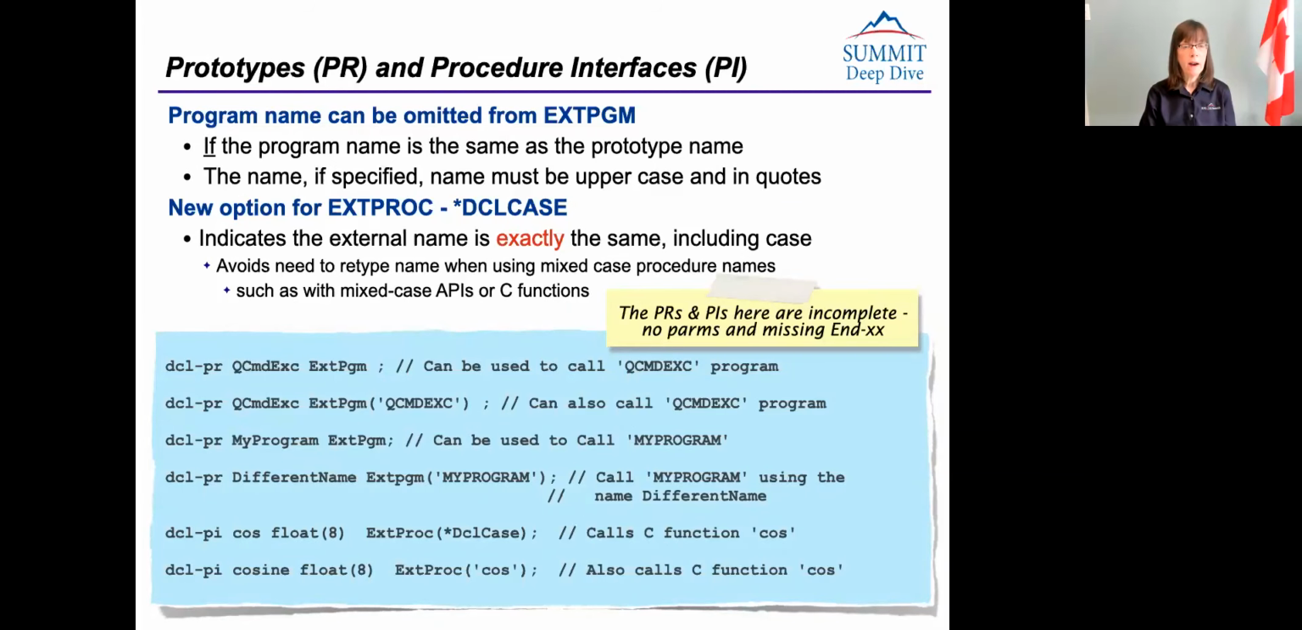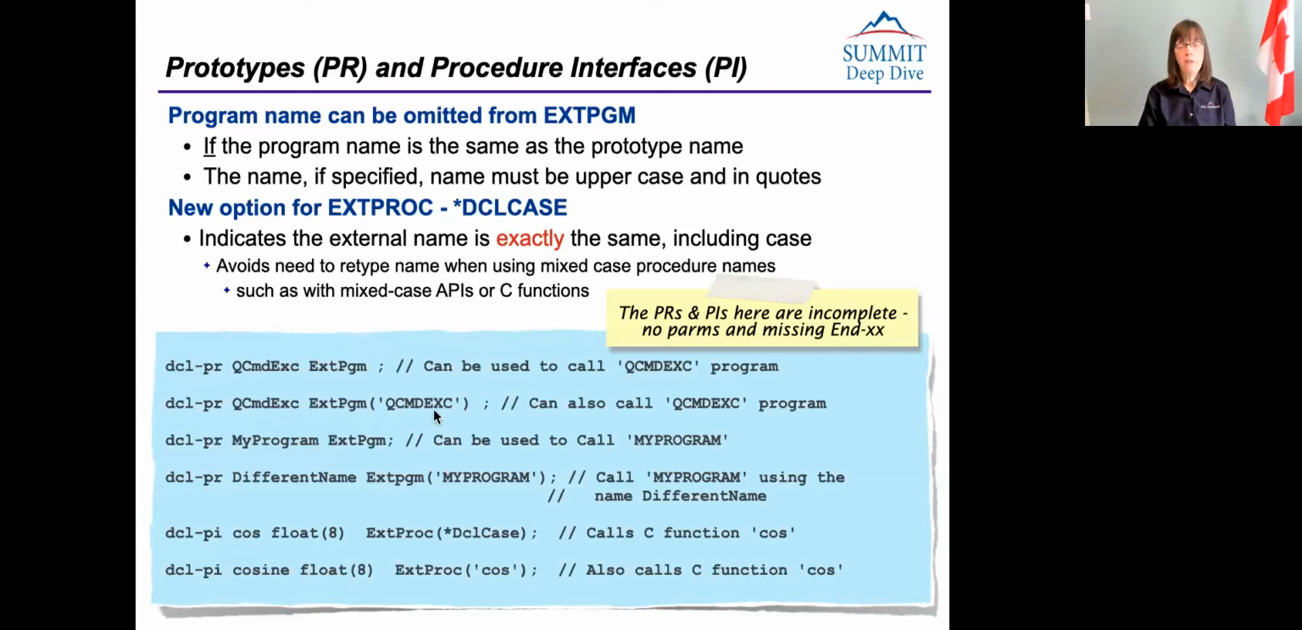Some examples of what our declare prototypes might look like, and some of the changes there. For programs, you no longer have to put the name. So if it's a program, you don't necessarily have to put the name of the program, assuming that the prototype name is the same. So look at my first two examples here. Q command exec, I put ext pgm. That's going to call, because of course RPG uppercases everything, your compiler uppercases everything when you compile it, so that's going to be used to call an uppercase Q command exec program.